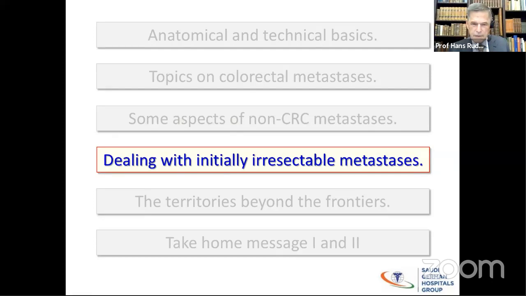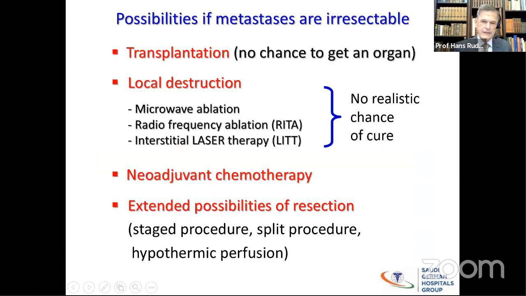What are we doing with initially irresectable metastases? There are lots of possibilities, but not all are suitable. Transplantation would be an option, perhaps. There are different results in literature. We did a series in Hanover as well with transplantation, with not such good results. 80% got metastasis in their new liver, but it isn't possible to go deeper in that issue because actually there's no chance to get an organ nowadays for liver metastasis patients.